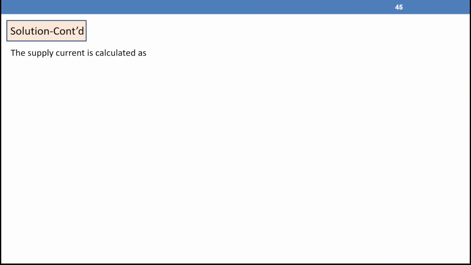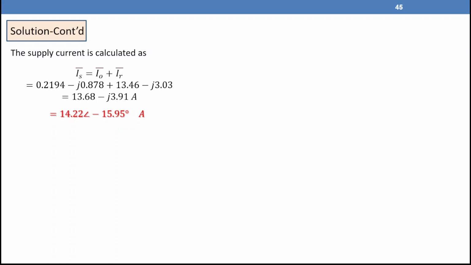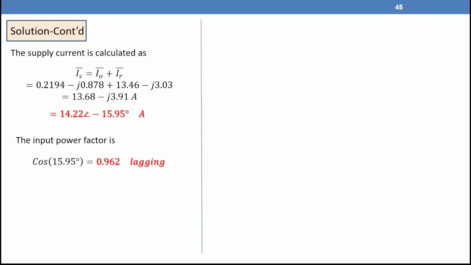To calculate the supply current, we are going to add the no-load current and rotor current in the phasor form. The current equals 13.7 minus j3.9 ampere in the rectangular form. In the polar form, it will be 14.22 angle minus 15.95 degree ampere. So what about the power factor? The power factor will be cosine theta v minus theta I, so cosine 15.95, which equals 0.962 lagging.